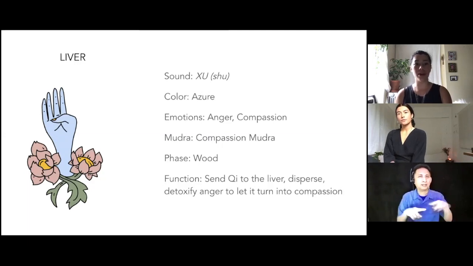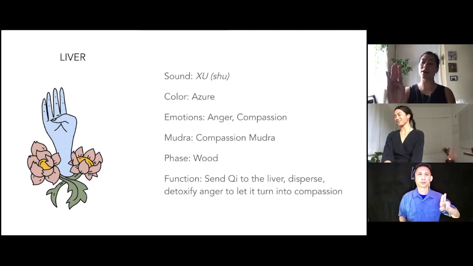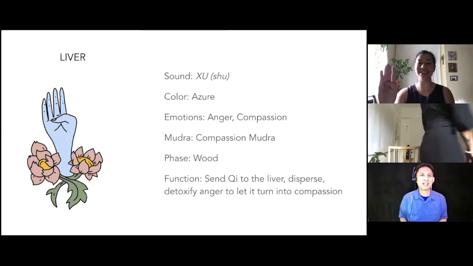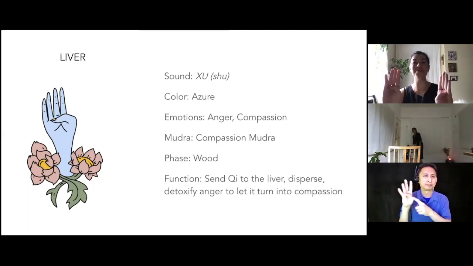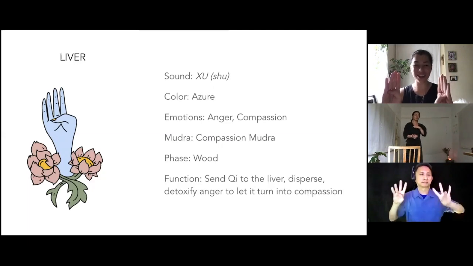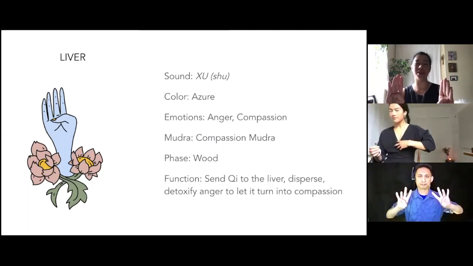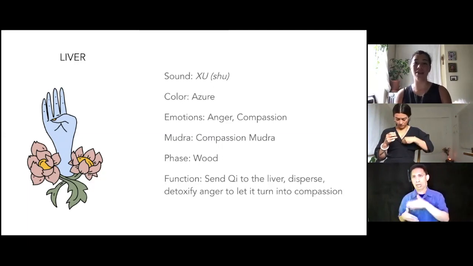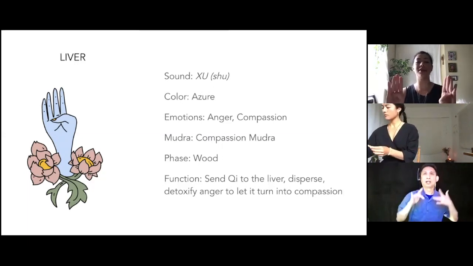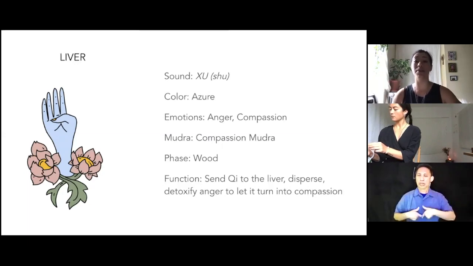So for the first one, this is the healing sound for the liver. The sound is shu. And what you will be doing is taking the thumb and putting it at the base of the finger that we had associated to the liver, which is your ring finger. And I like to call this the compassion mudra. So we also talked about how the fingers are associated to emotions, both ones we might say are incomplete, such as anger, and then the complete one's compassion. So as we do this sound, we want to send qi to the liver, allow it to disperse, to detoxify that anger and let it turn into compassion.